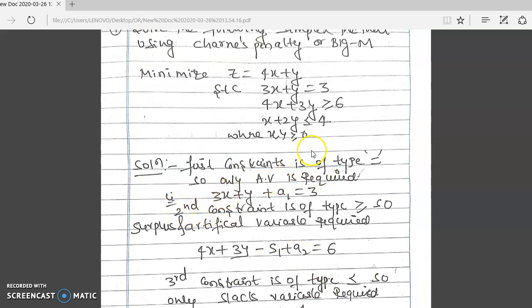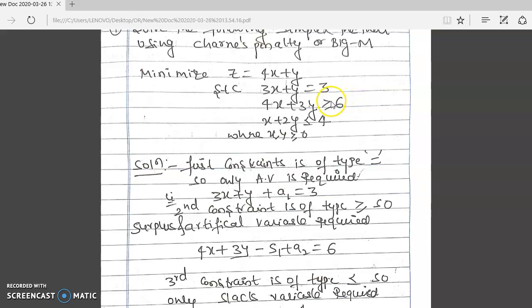In the second step, convert each inequality constraint into an equality constraint. Just look at the first constraint, 3x plus y. Here there is no less than and no greater than, only equal. So we require only an artificial variable. We write 3x plus y plus a1 equal to 3.